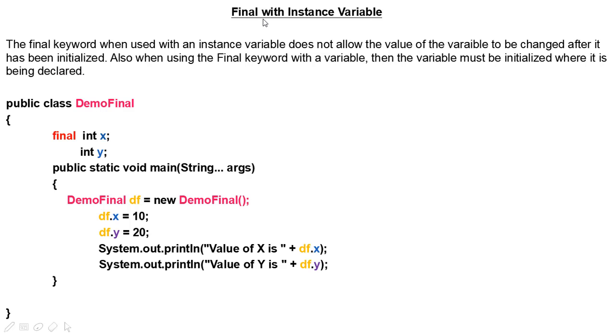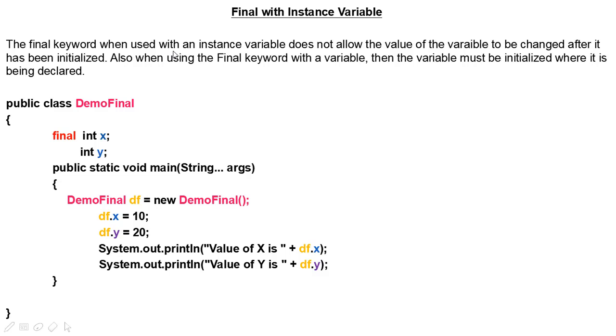Now we will be talking about the final variable, the final keyword with an instance variable. The final keyword, when used with an instance variable, does not allow the value of the variable to be changed after it has been initialized. Also, when using the final keyword with a variable, the variable must be initialized where it is being declared.